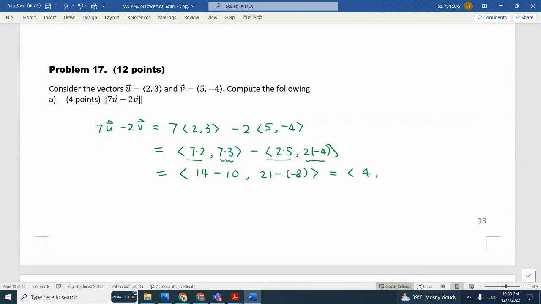Therefore, 14 minus 10 is 4. 21 minus negative becomes plus, so 21 plus 8 is 29. So this is the vector. And then the magnitude of it is the square root of each component squared, added up. Plug this in your calculator: 4 squared plus 29 squared is 857. You can leave your answer like that. You don't have to compute the decimals. This answer is exact. So this is part A.